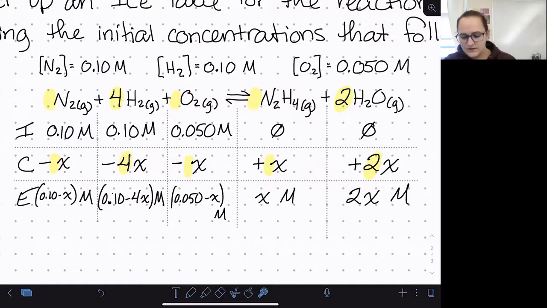Do make sure to notice that this water is a gas, so it is going to be included in this. Don't just assume that water is always a liquid. This one is water vapor, so we do need to include it in our table, and it would be included in our equilibrium expression as well. So in the next 2 videos, we'll be looking at different ways that we can actually solve ICE tables to either calculate the equilibrium constant or calculate the equilibrium concentrations of our reactants and products.